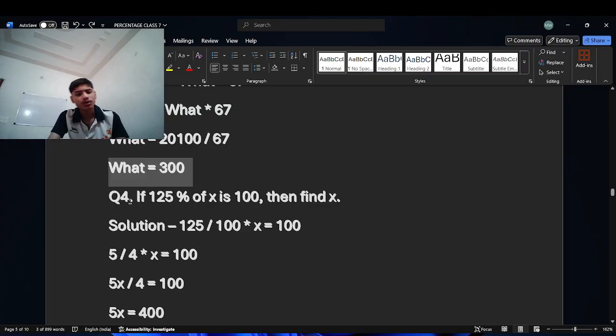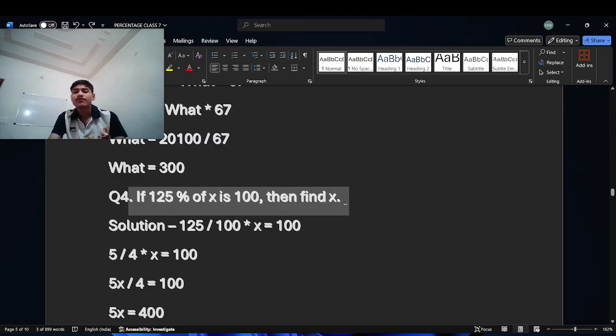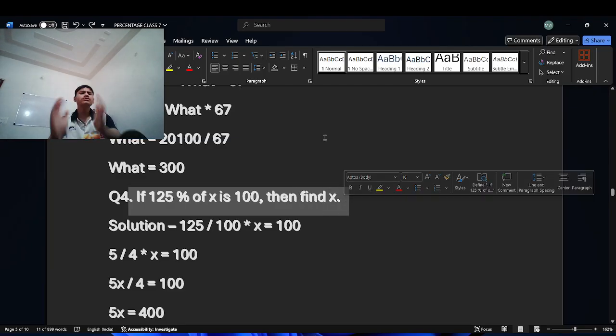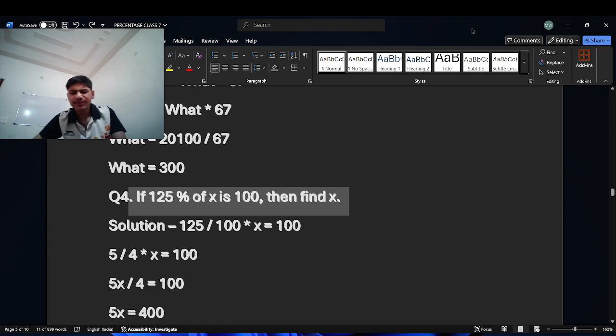Okay, question number 4. If 125% of x is 100, then find x. Try to solve it out quickly. Pause the video and try to solve it, because that is a very easy question, 7th class series.